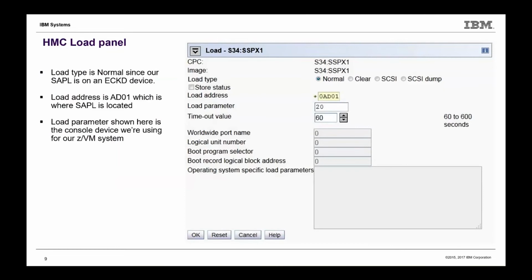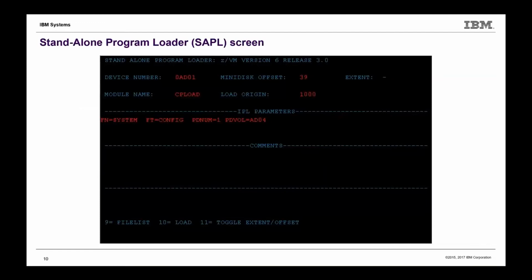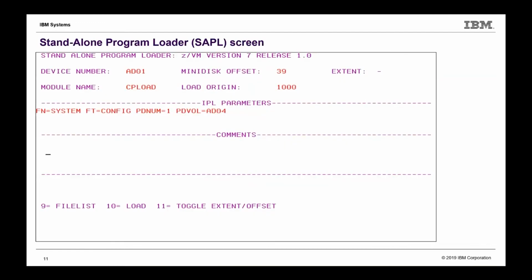We're going to load normal because in my examples here, we're using ECKD. You can also see SCSI there, if we're going to bring up z/VM in an all SCSI or FBA environment. Right? So you get a screen that looks like this, but with these colors, it's hard to see. It's going to fill some things in based on how we built the standalone program loader, right?